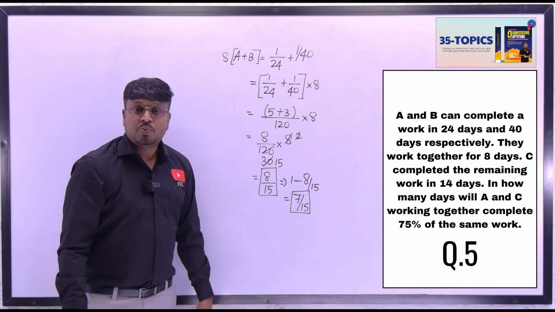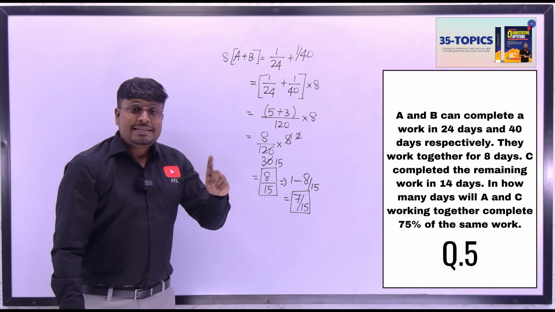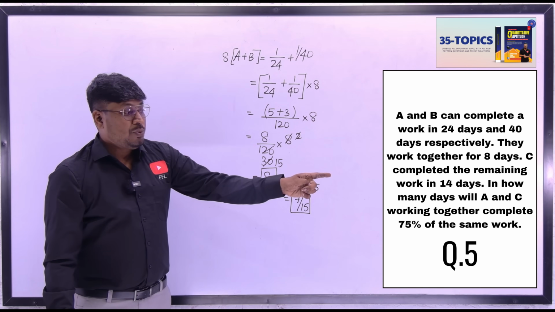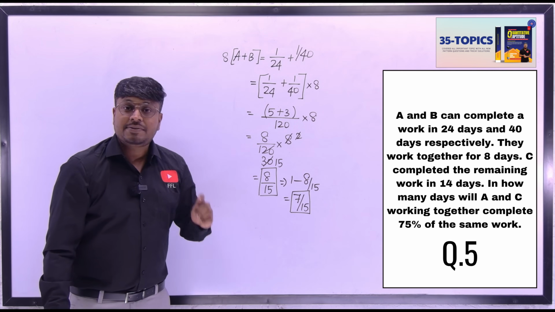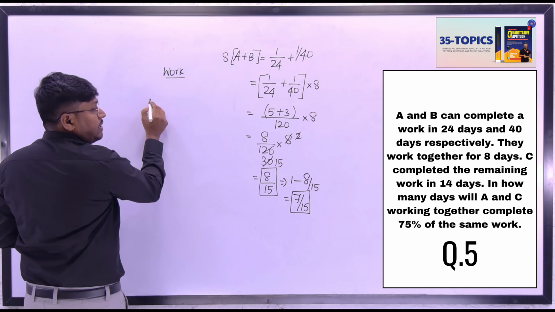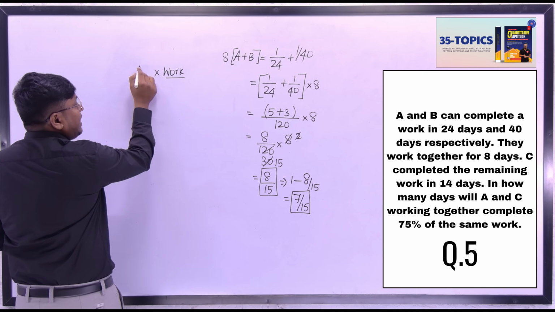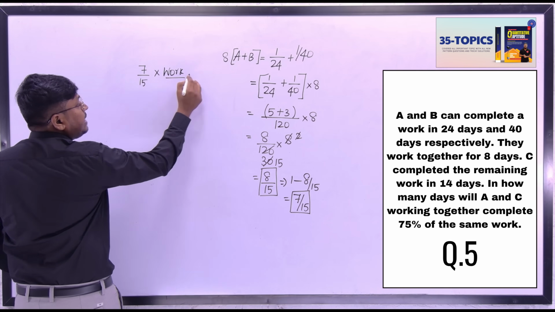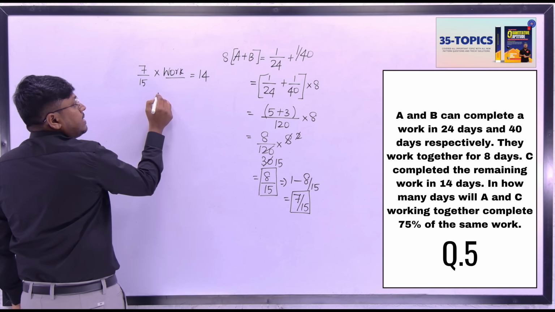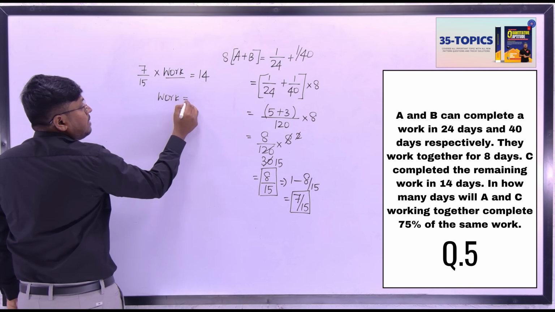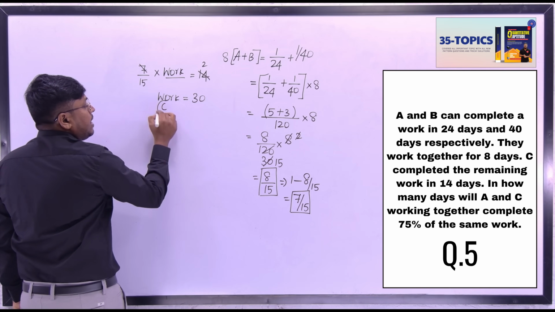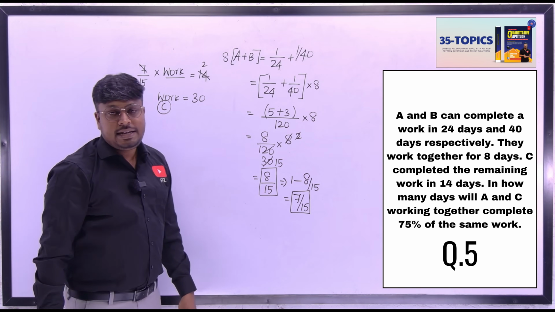7 by 15 is the remaining work. And this 7 by 15th of the work was completed by C in how many days? 14 days. So out of the total work, C completed 7 by 15th in 14 days. We can cancel 2 times 30. So C alone can complete the work in 30 days.